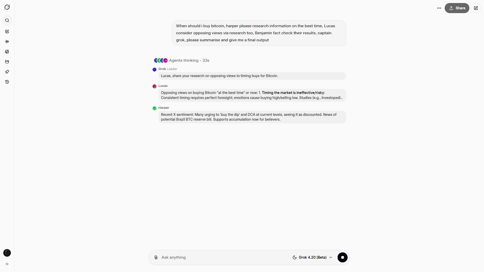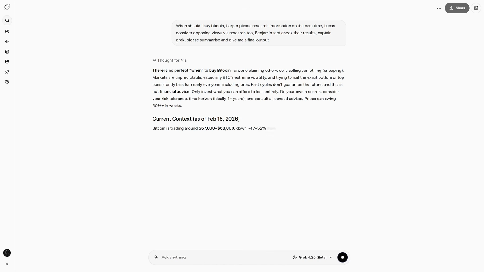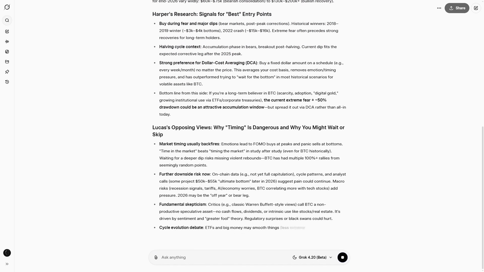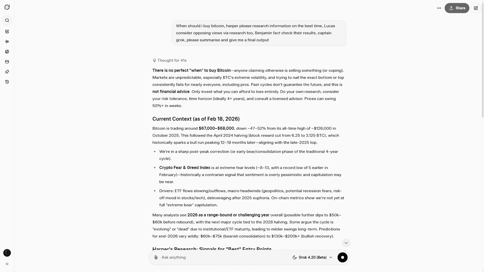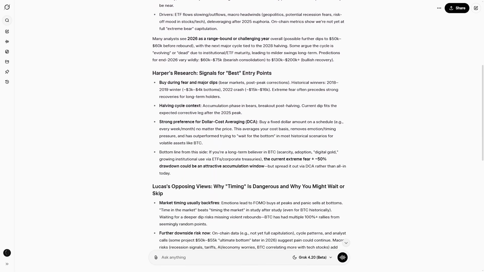So if you're working on something that does require a degree of accuracy, then this could certainly be something that helps you out, if you realize that the models tend to hallucinate. And so here we actually do get our final prompt. So it's going to come up with a final solution here, and then it gives us a little bit of context. It gives us Harper's research signals for the best entry points.